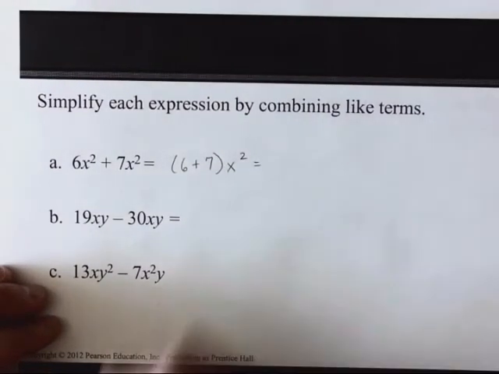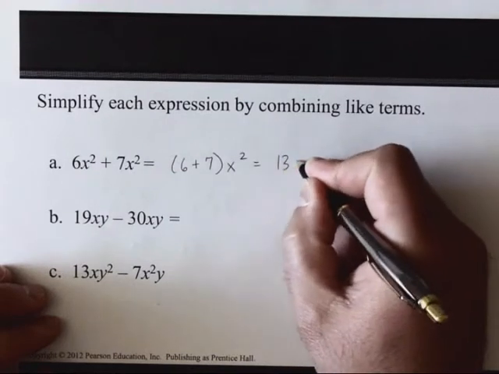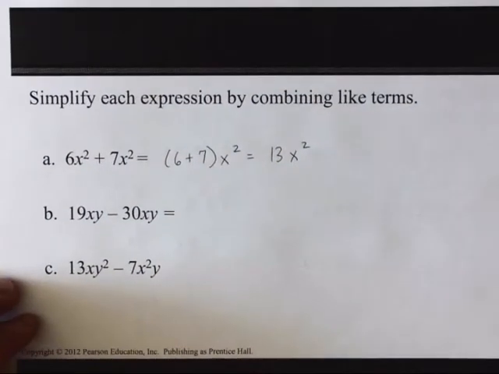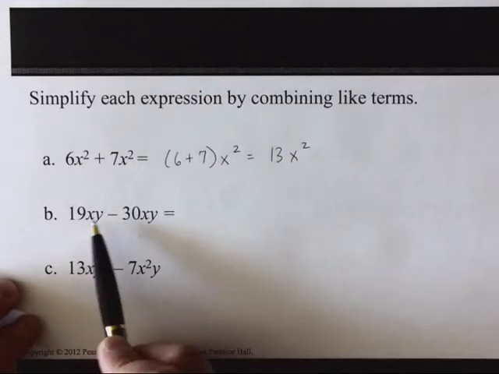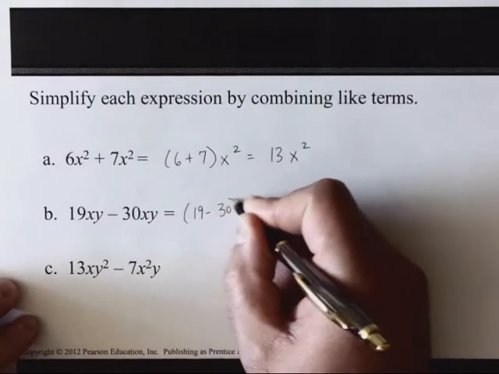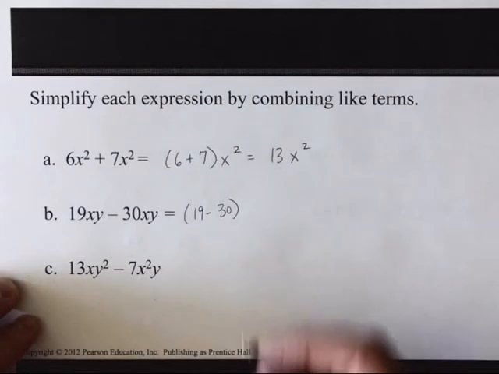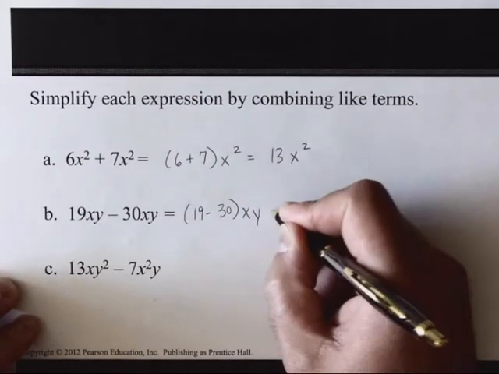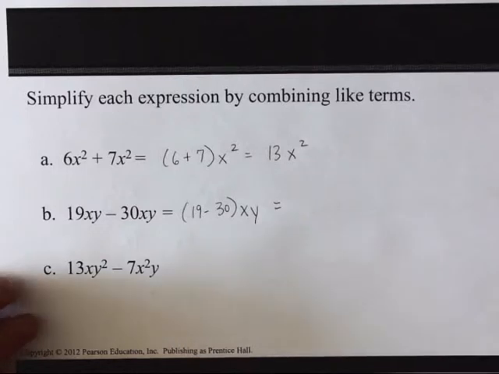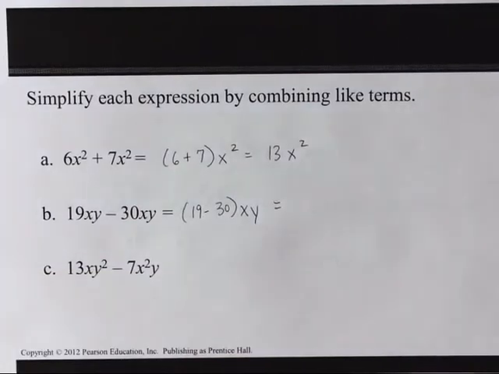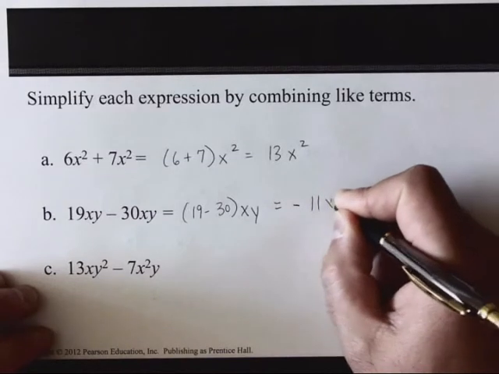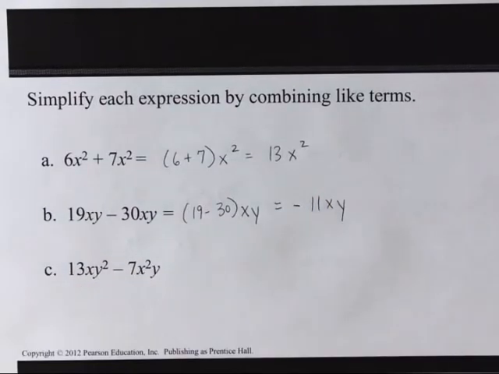Keep the x squared part the same, which results in 13x squared. Okay, these are also like terms. Once again, combine the coefficients, so 19 minus 30, xy, keep the like terms the same. 19 minus 30 is going to give us negative 11xy.